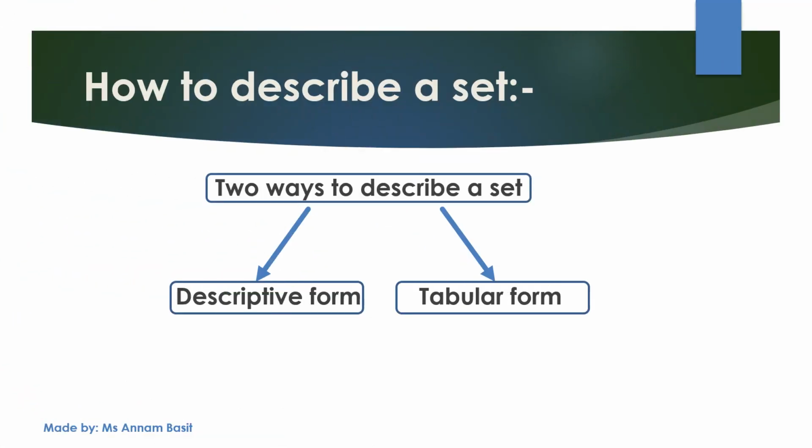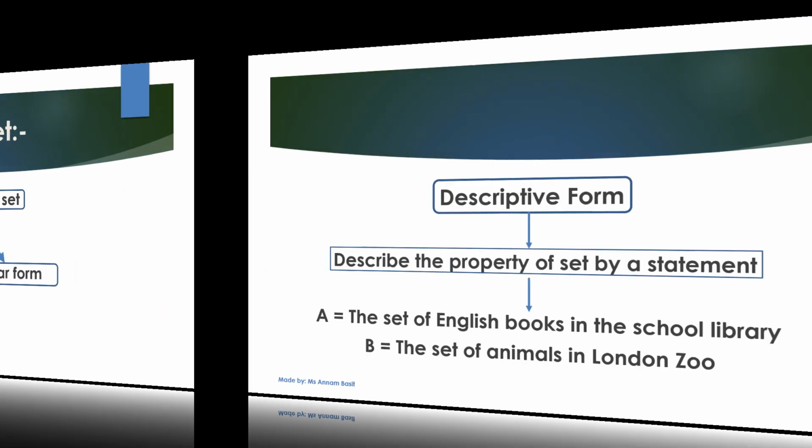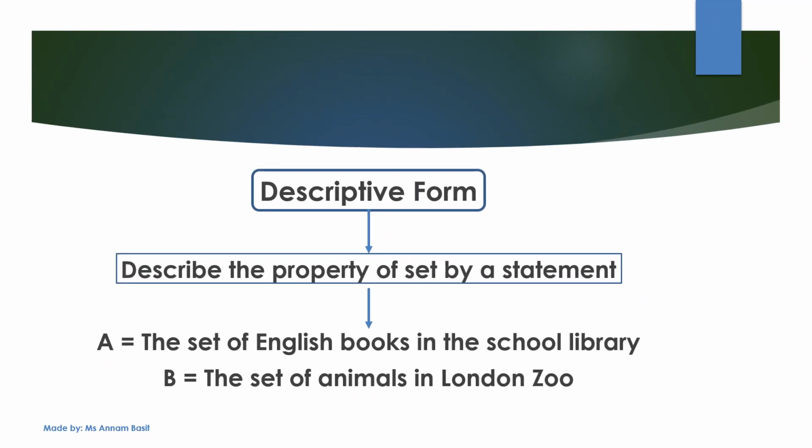Okay. So now let's see how you can describe a set. So there are two ways to describe a set. Number one is descriptive form, and number two is tabular form. Now let's have a look at what these two are and how they are used to describe a set. So what is descriptive form? Descriptive form basically means to describe the property of a set by a statement. Or in easy words, you write the elements of a set in a sentence form.